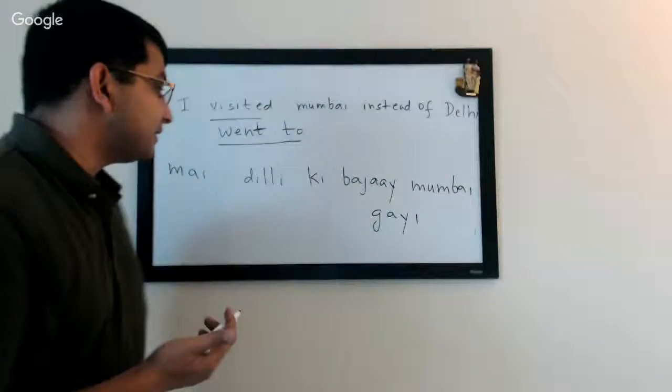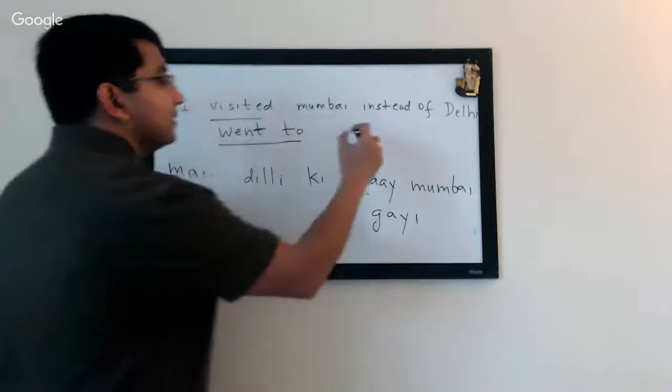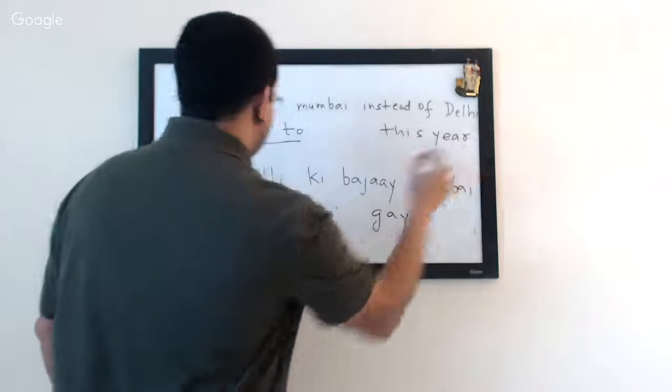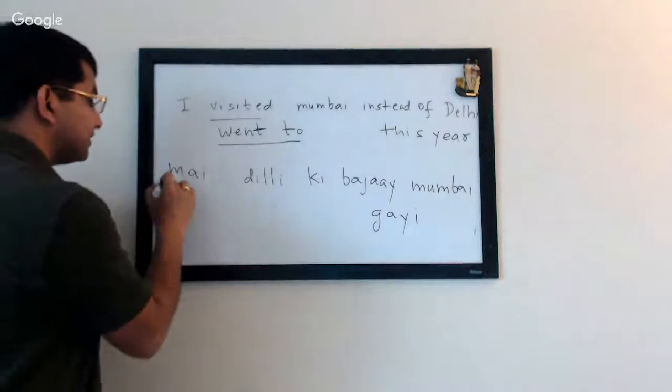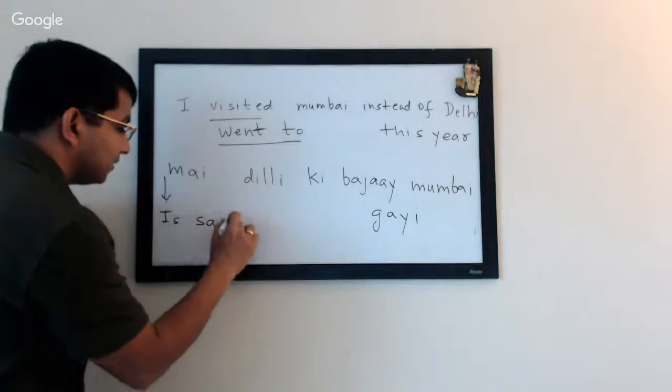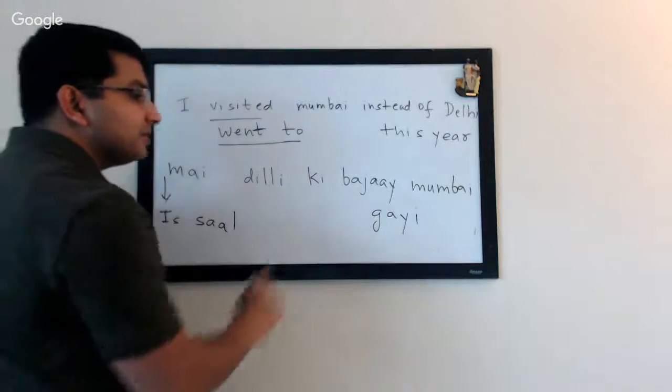If you want to say this year, you'll simply say इस साल. Either you can say it before मैं, so you'll say इस साल मैं दिल्ली की बजाय मुंबई गई.